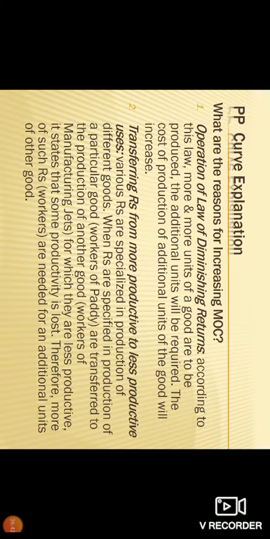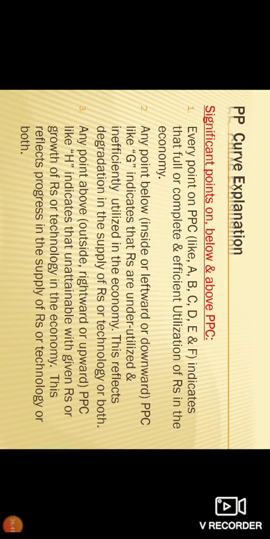So, to produce one extra jet, you require more farmers or resources for that. So, significant points on, below, and above the PPC: the point on the production possibility curve, the point below the production possibility curve, and the point outside, that is above the production possibility curve.